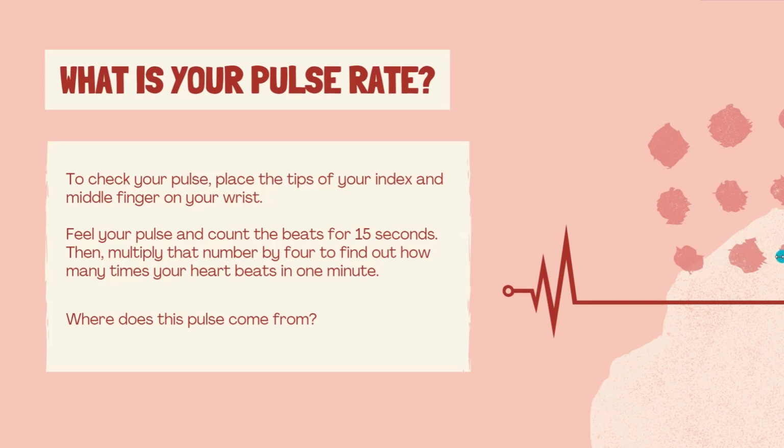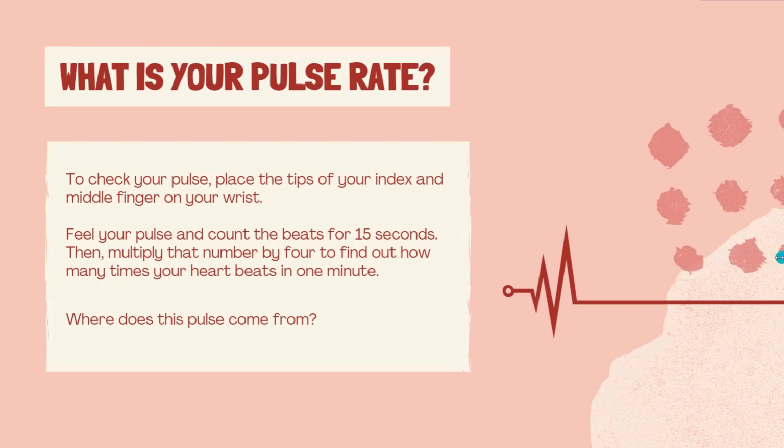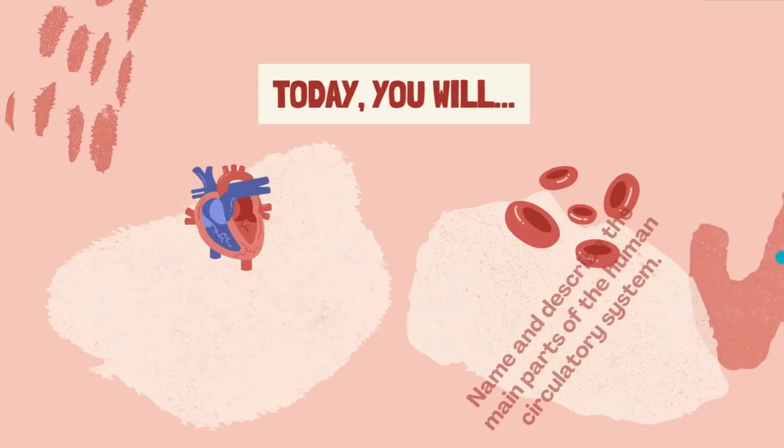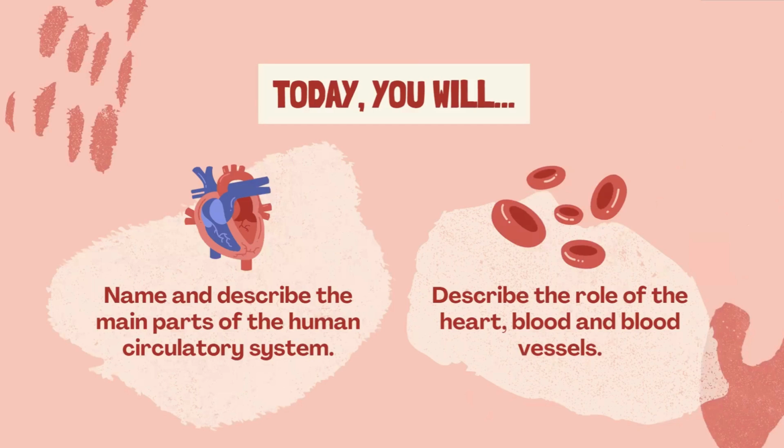So like I said earlier on, today we'll be having only 2 objectives. The first objective is to name and describe the main parts of the human circulatory system. And lastly, describe the role of the heart, blood, and blood vessels.